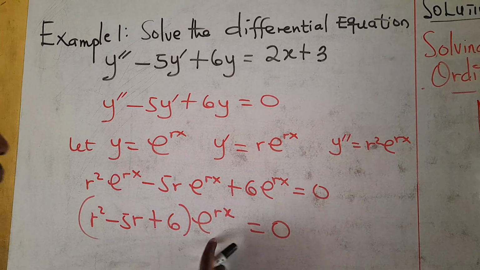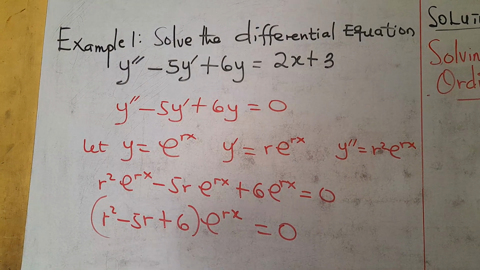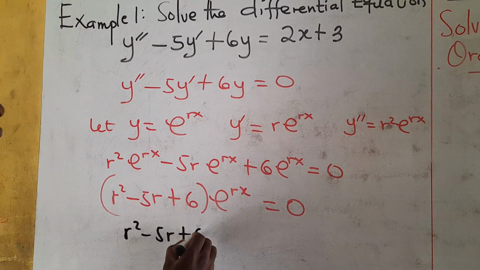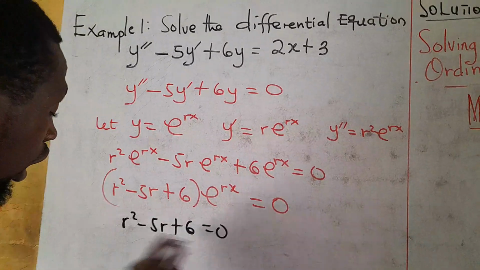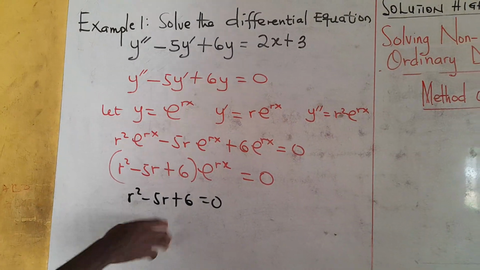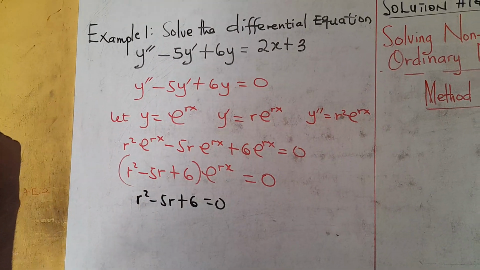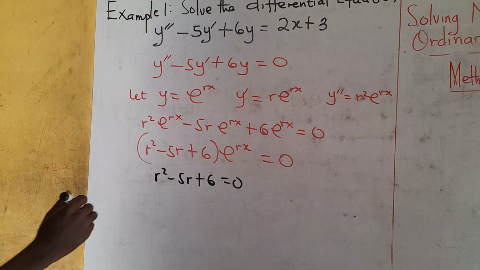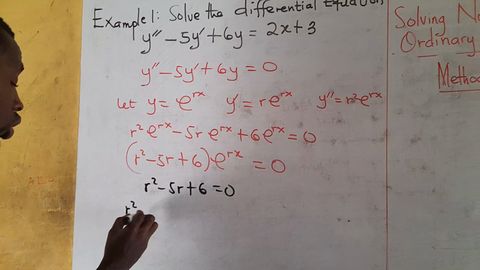So divide both sides by e to the power rx, then we get r squared minus 5r plus 6 equal to 0, since we divide. Now we solve this. When we get the roots from this equation, we know the type of solution of the higher order ordinary differential equation. So r squared, remember how to solve this?